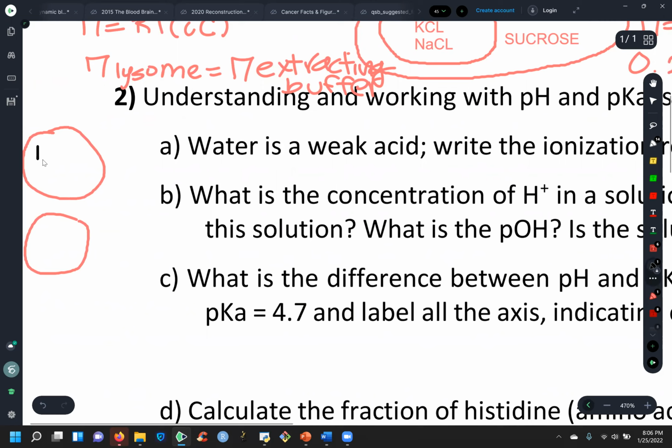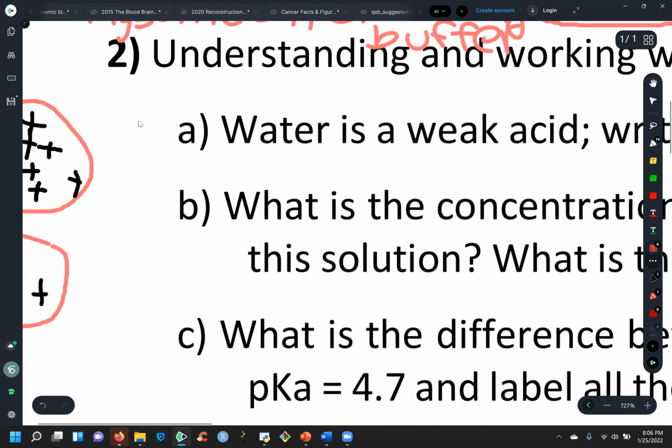If you have something with a lot of hydrogens, I'm just going to draw the pluses, because hydrogens, we also call them protons. We use the terms interchangeably. So on an exam, I don't want you to be confused if someone tells you hydrogens or they tell you protons, just know that they're basically the same thing. Okay, so we have a lot of hydrogens in the top one and a little bit in the bottom one.